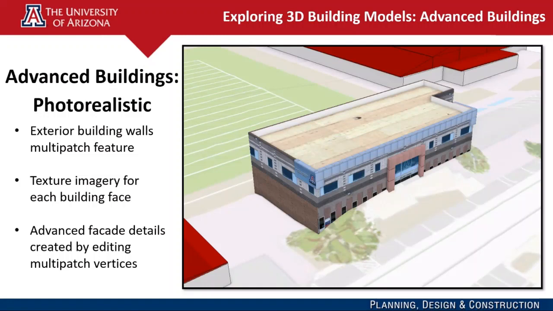The downside to the photorealistic buildings is that you have to have an image for each face, and it can be really tedious and difficult to get those textures to line up properly. And then you also have to deal with storing all of those photos. But multi-patch features actually store the texture in their geometry as well, or in their data. So these textures will also be applied if you load them in different places.